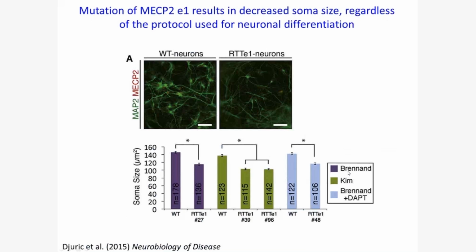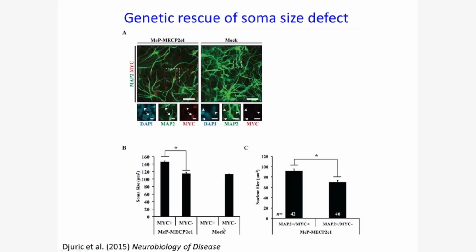using slight modification of our usual neuronal differentiation protocol from Bernand and Gage, as well as by including DAPT, which will force neural precursors to exit the proliferation phase and to become neurons more swiftly. Regardless of the protocol that we use, we still see this quite consistent, approximately 25 or 30% decrease in soma size, comparing wild-type cells to cells from individuals with Rett syndrome.